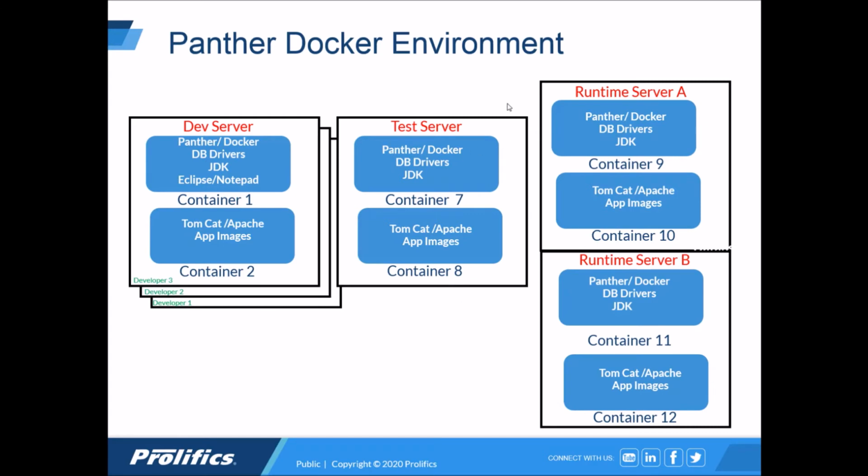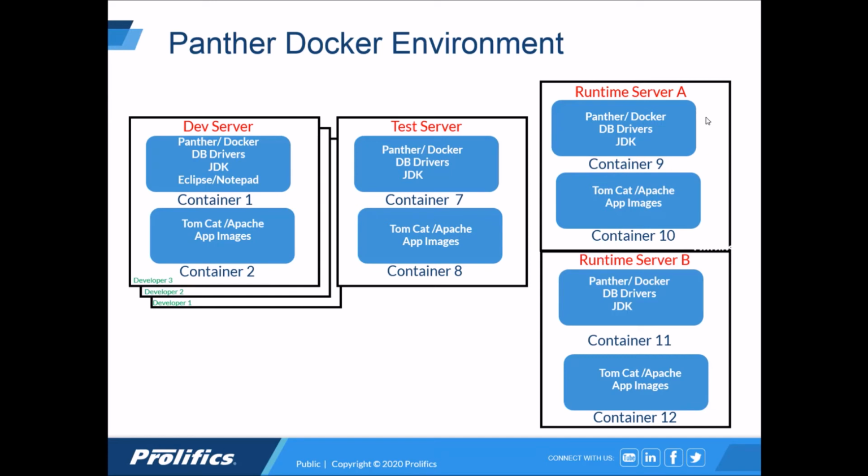Right. So what we've done here is we've actually Dockerized software into a container. So container 1 on developer 3's machine contains Panther Docker, DB drivers needed, the Java libraries, as well as his development editor, Eclipse, Notepad. Here's another container that contains his Tomcat or Apache configuration, as well as application images. So all these settings are all set and configured the same on every single developer's machine.